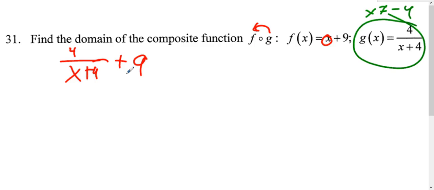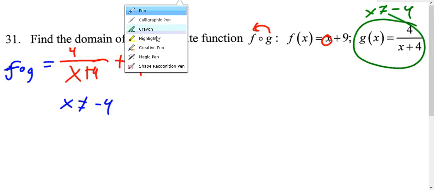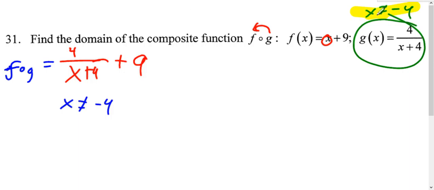Then when you're doing the domain of the composite, once you do the composite, you look at what you're not allowed to do in f of g. Still, the 9 doesn't affect anything. So the only thing that matters here is you still cannot divide by 0. So x is still not allowed to equal -4. And since it's a composite, you have to look at both pieces. In this case, they were the same, though. x can't equal -4, and x can't equal -4. Everything else is okay except for -4.